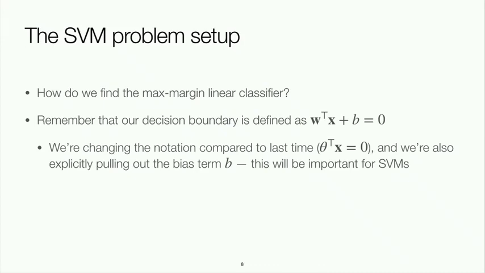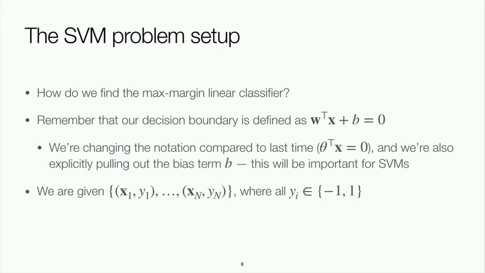But as it turns out, explicitly pulling out the bias term B is going to be important for the SVM formulation, and we'll see that in a little bit. So just a notational change. Don't be too confused, right? It's just the same thing that we had before, just written slightly differently, okay?